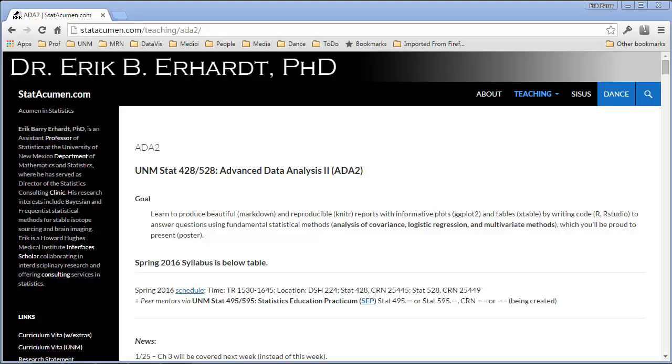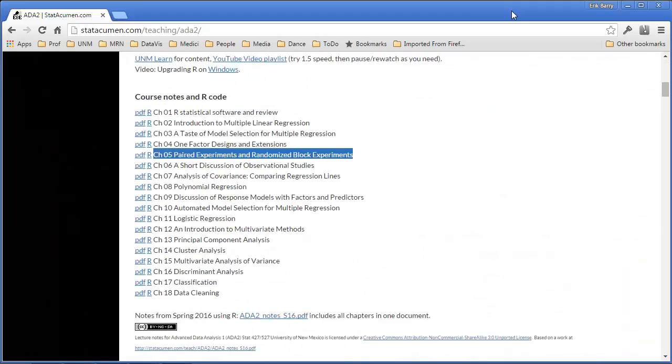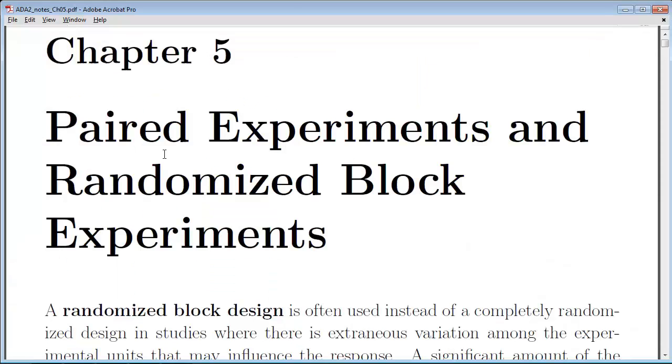In this video, we'll be looking at the first section of Chapter 5, having to do with experiments. So I'll scroll on down. Here we are at Chapter 5. We'll open up this PDF file, and here we are.